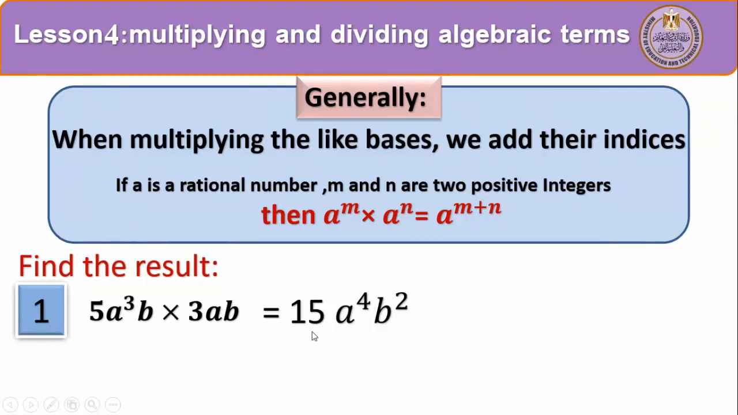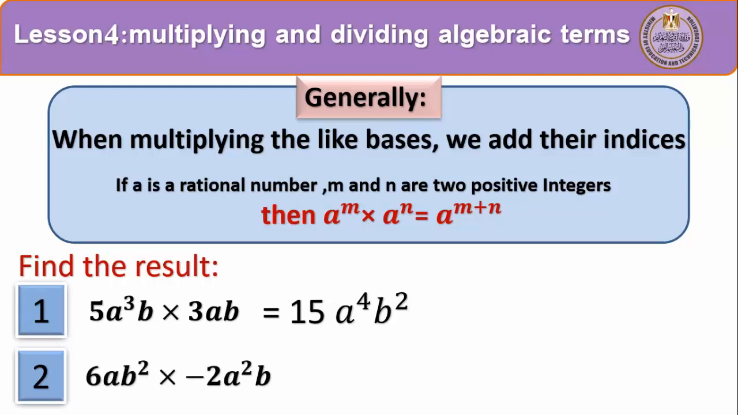Pay attention to the sign rule. Positive times positive equals positive. What about a power 3 times a? When we multiply the like bases, we add powers. So a power 3 times a equals a power 4. b times b equals b power 2. So the result is 15a power 4 b power 2.